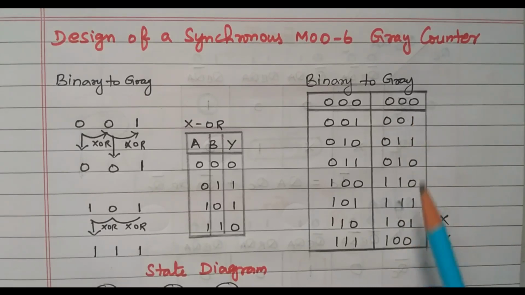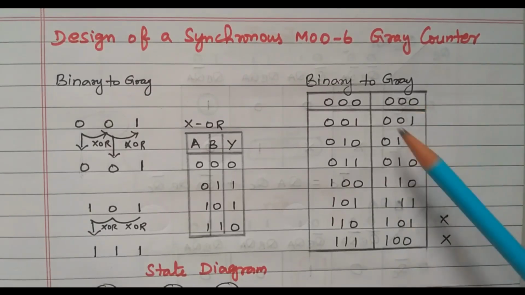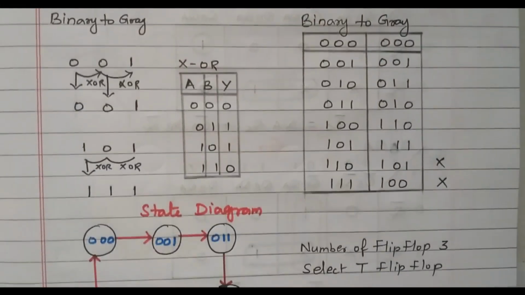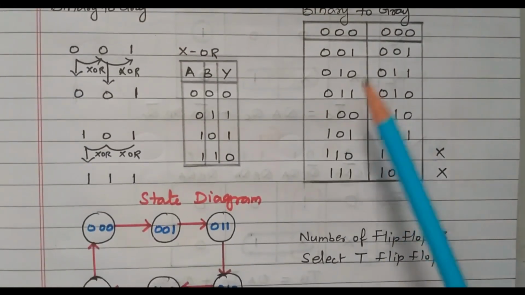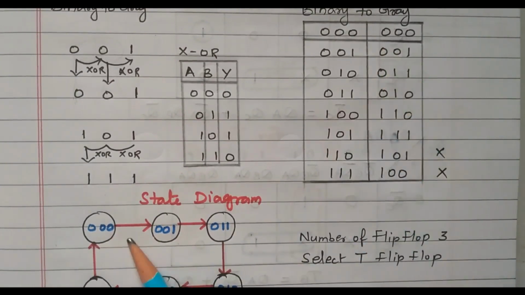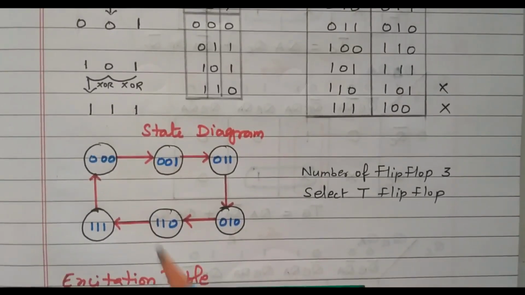Now we will see the state diagram. The state diagram is nothing but referring to this: 000 to 001, 001 to 011, then 010, then 110, then 111, again 000. Right? So this is the state diagram. What we calculated as the binary code is the state diagram. The other two are don't care conditions.